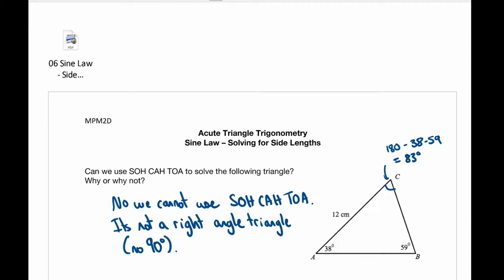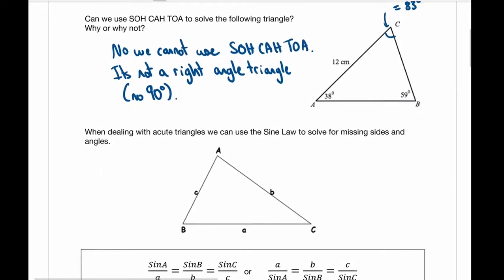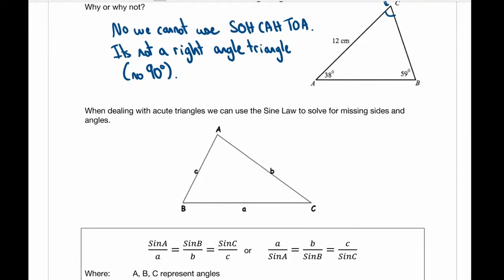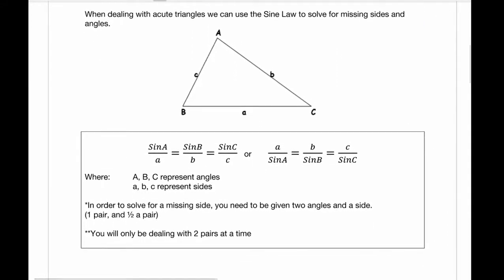So if we're dealing with triangles that do not have a right angle in them, or non-right angle triangles, we need to come up with something else. So when dealing with acute triangles, or non-right angle triangles, one thing that we can use is the sine law. And we can use the sine law to help us solve for missing sides and angles. In this note in particular, we're going to be focusing on just finding sides.